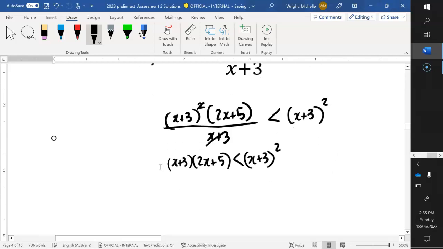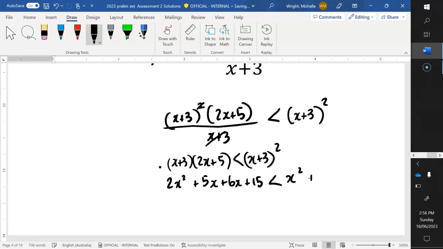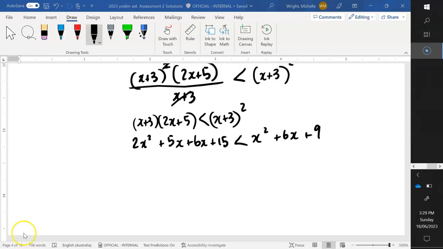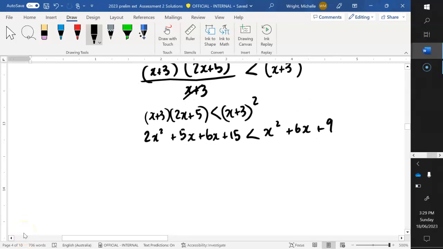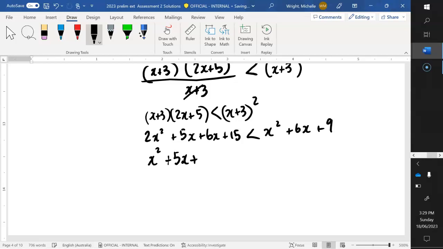So I want to expand the left and I want to expand the right hand side. So let's do that. So we're going to end up with 2x squared plus 5x plus 6x plus 15 is going to be less than x squared plus 6x plus 9. And then I want to move that all over to the one side of the equation. And when I do that, what I end up with is x squared, by neatening up the x squareds, plus 5x plus 6. And that's going to still be less than 0.